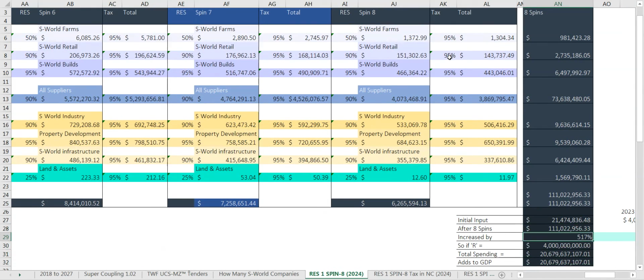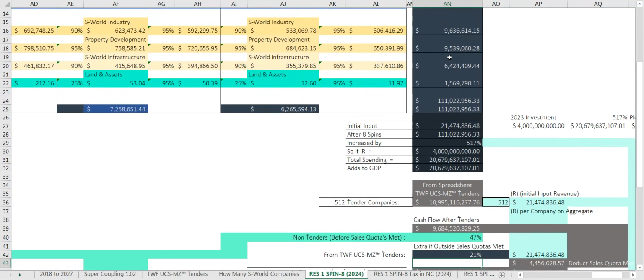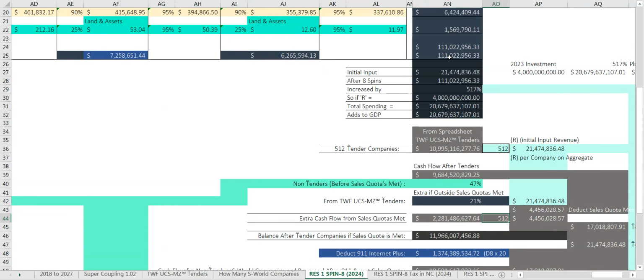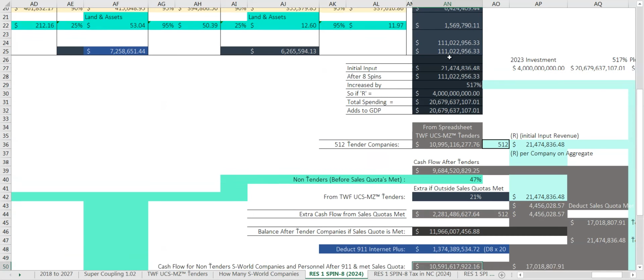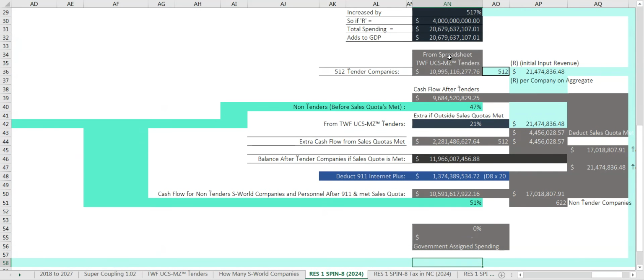And we can see the initial input has increased by 517%. So if investment is 4 billion, we have cash flow of just under 21 billion. And you can see 10 of that, or 11 of that, would go to the tenders. We're going to add in a little bit of sales quota. But the bottom line is, there's plenty of money left over for doing all sorts of things. And we've already seen the tax.